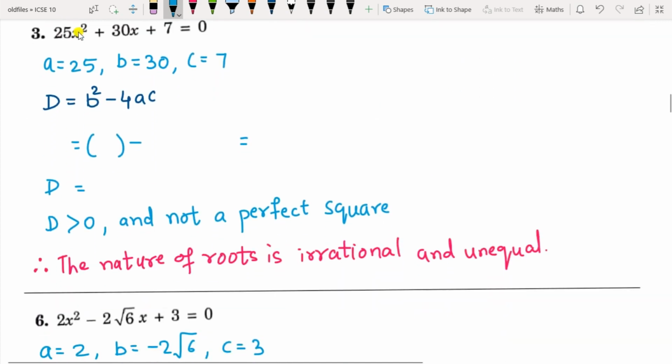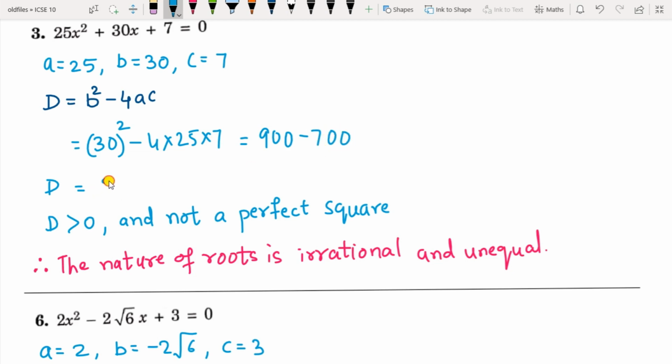In this case, a is 25, b is 30, c is 7. So let us solve by substituting values in D equals b square minus 4ac. b is 30 squared minus 4 into 25 into 7. So this becomes 900 minus 700, which will give you 200. Now here D is greater than 0, but 200 is not a perfect square. So the nature of the roots will be irrational and unequal.